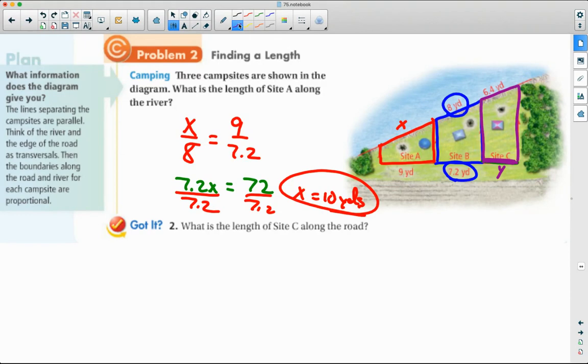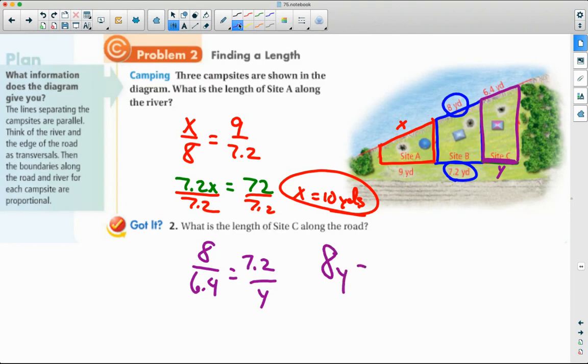Okay, so we can use the same proportion as we did last time. How about 8 over 6.4? Not the same proportion, the same ratio, I mean, using the blue side. So 8 over 6.4 equals 7.2 over y. Now again, I know that might be different from what you had, but as long as your cross product is the same, then you're good.